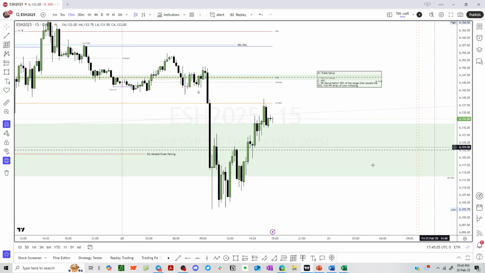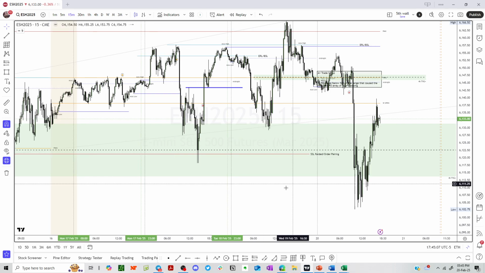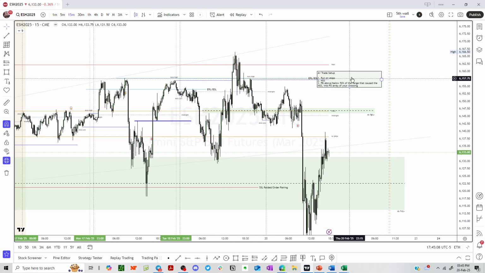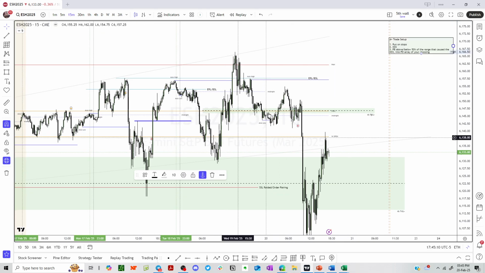Turn that off. So what can we say here? We can say this is the midnight open. You see that price opened today's price so far as an inside day. So we're inside the previous day's range.